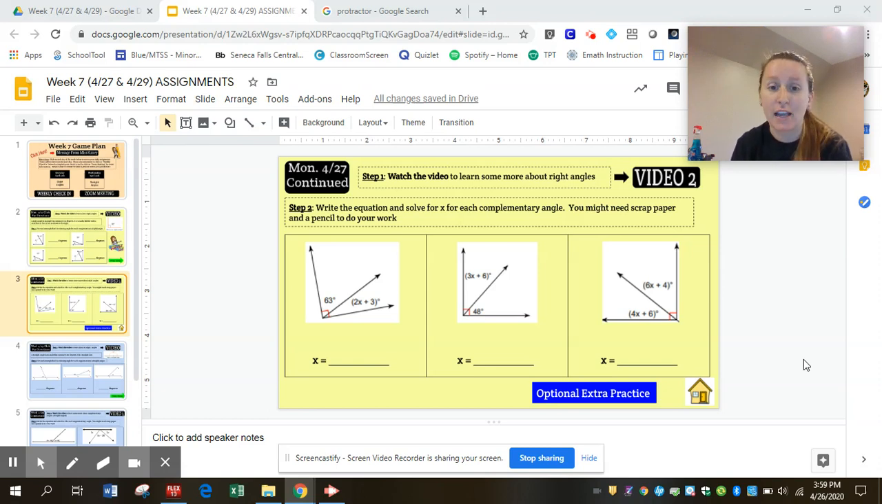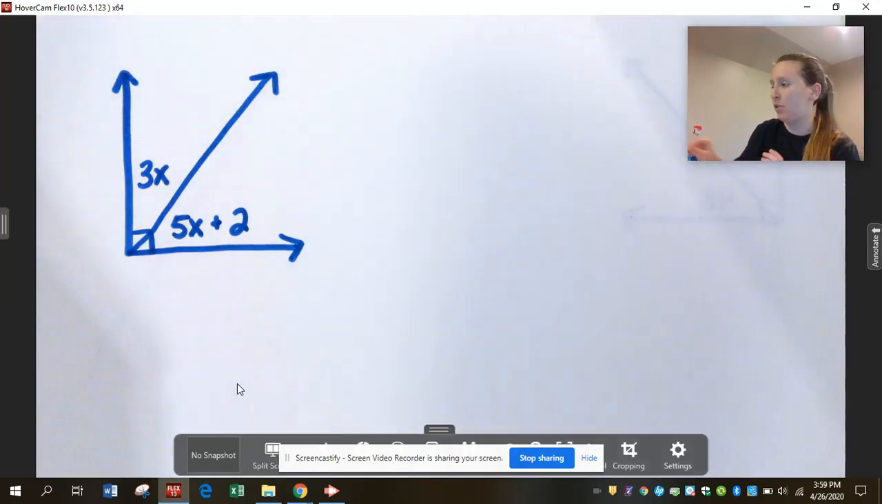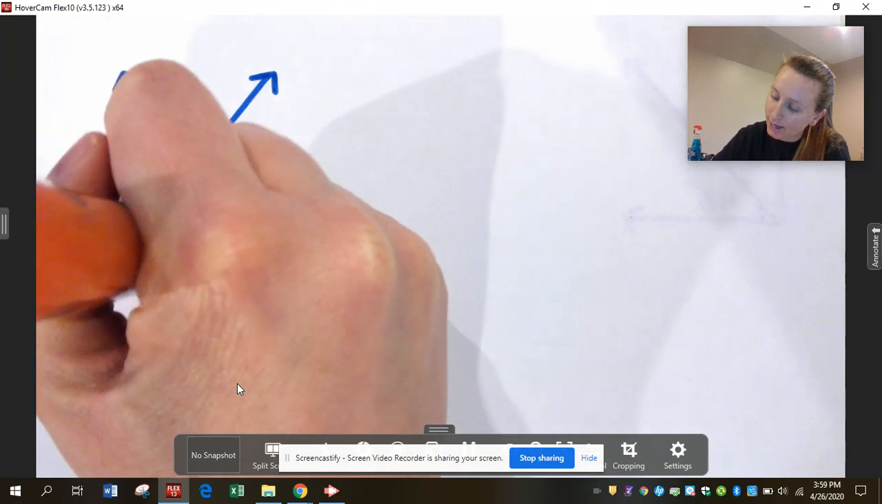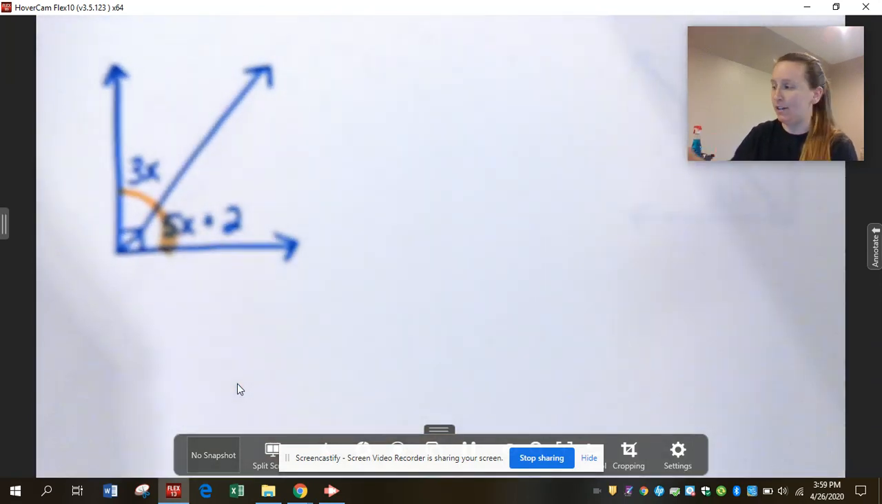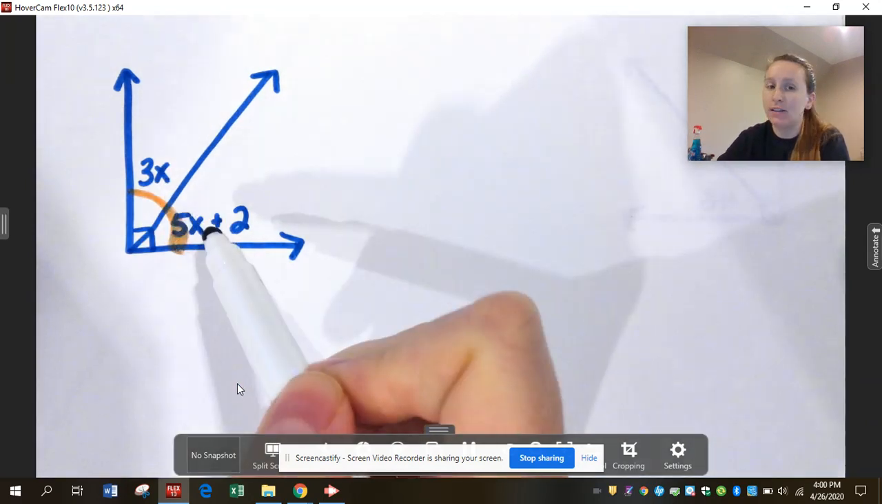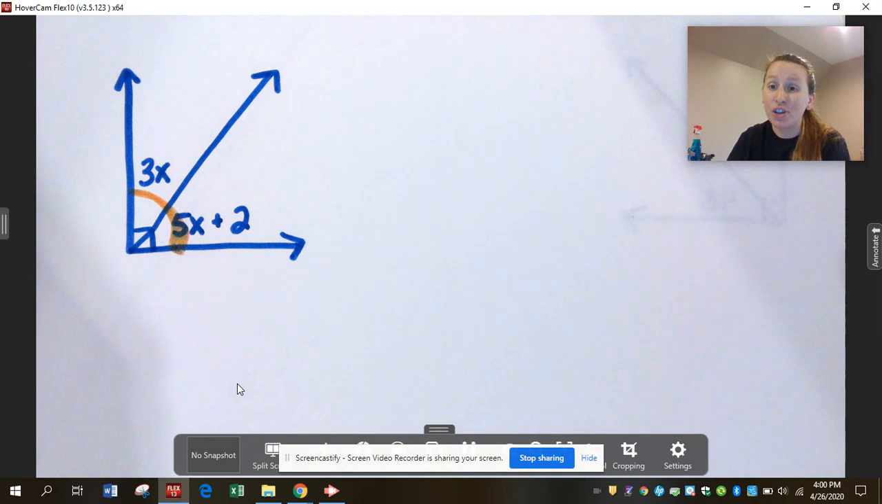It's not just a degree value, you have x values, so we actually have to solve some equations to figure that out. So I'm going to do an example with you. This example is not on your sheet. This is an example that I have on my own. So I can see that I have a right angle here, which means this entire angle should measure 90 degrees. So what that means, since I have x values in there, is I know this plus this should equal 90 degrees.